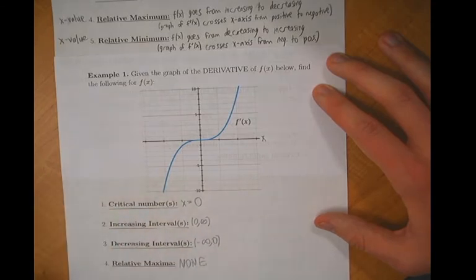And then for relative minima, based off our definition, we have to be at x equals which one? 0, right?